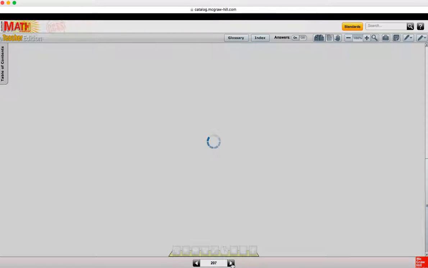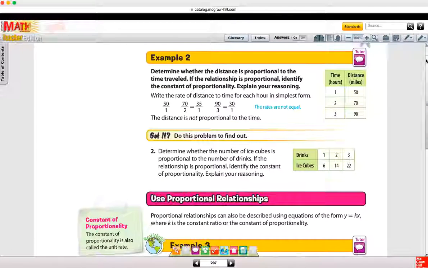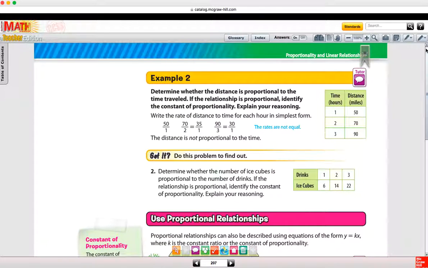All right, for example 2 at the top here, we have: determine whether the distance is proportional to the time traveled. And if so, identify that constant of proportionality. We'll notice here in the data table that we have 50 miles in 1 hour. Well, if you go 50 miles in 1 hour, is that the same as 70 miles in 2 hours? Well, no, it isn't, because that's 35 miles per hour. So since the rates are not equal there, we would say the distance is not proportional to the time.